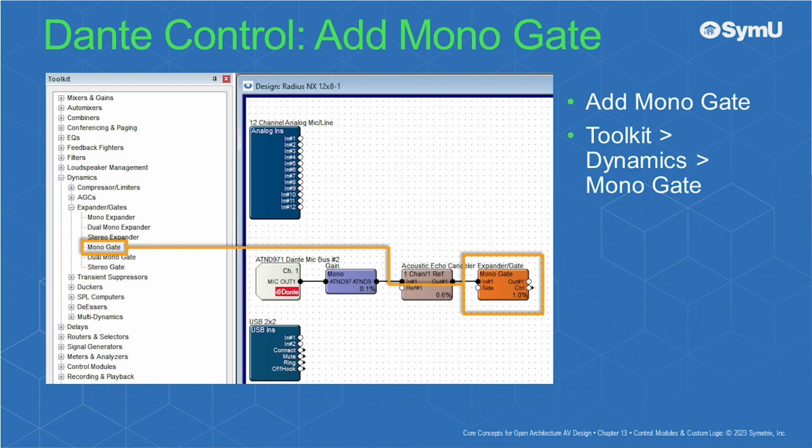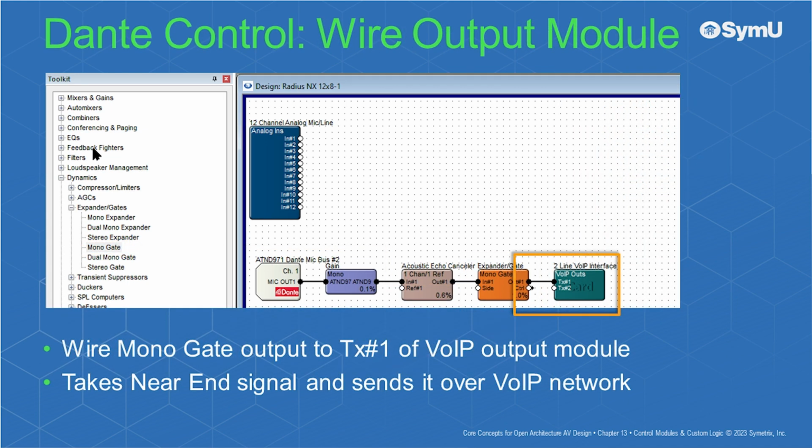Next, add a mono gate from the toolkit under Dynamics, Mono Gate. Wire the mono gate output to the TX1 of the VoIP output module. This takes the near-end signal and sends it over the VoIP network to the far end.